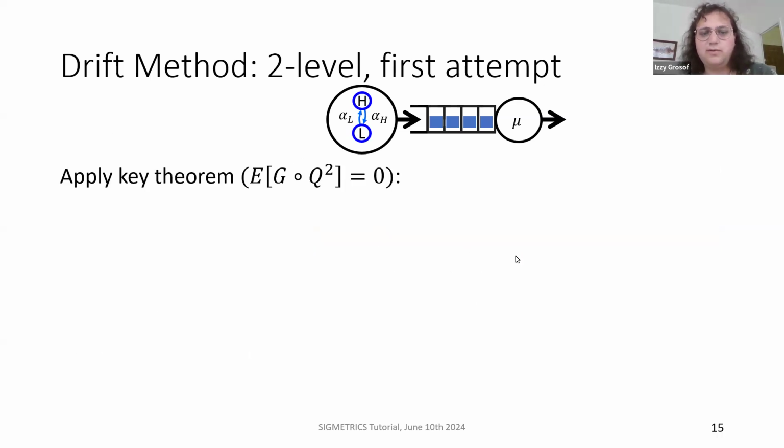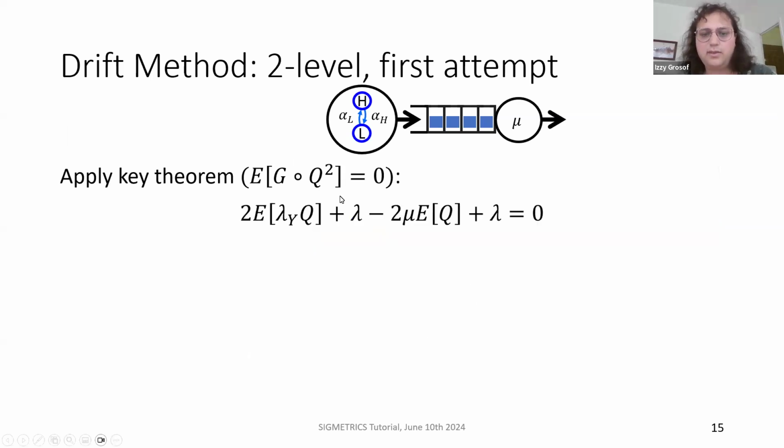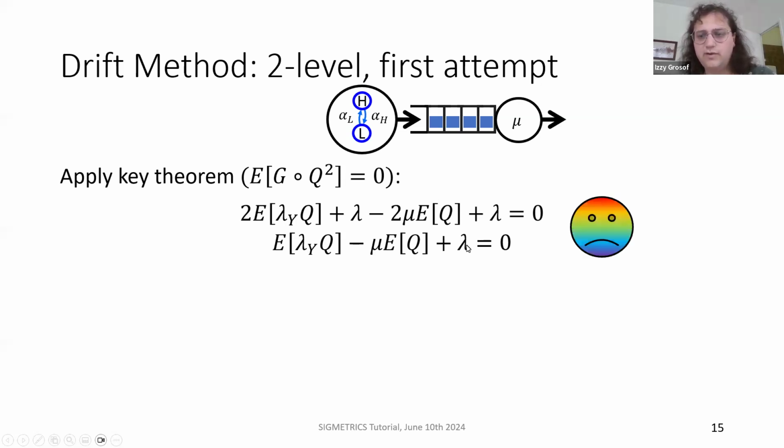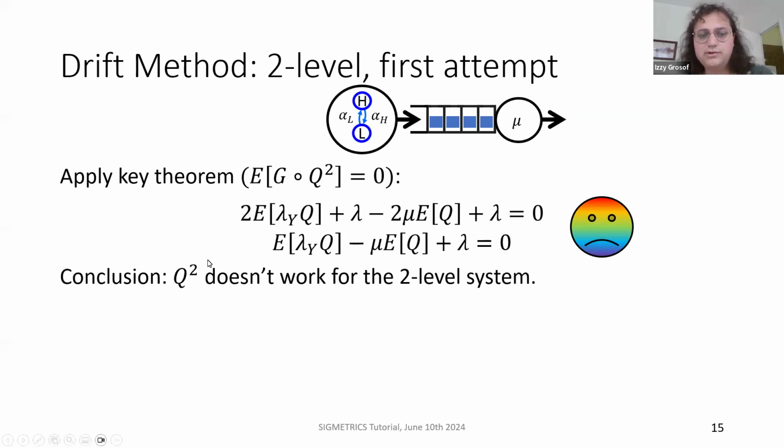And when we try to use our key drift theorem, all it tells us is a relationship between the arrival rate weighted Q length and the mean Q length coming from the completions term. And there's no way to extract a mean Q length result out of this combination. So our results ball is still not happy. So the conclusion here is that the Q length squared, that random variable, that test function, doesn't work for the two-level system. We're going to need to find something else.